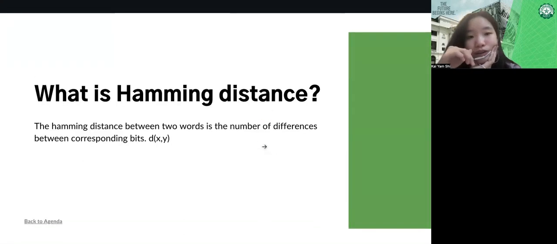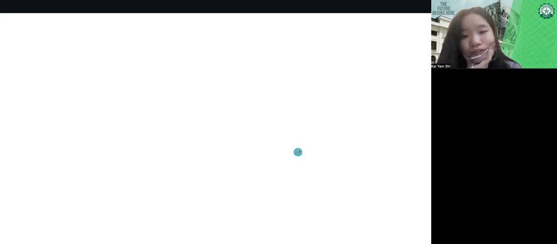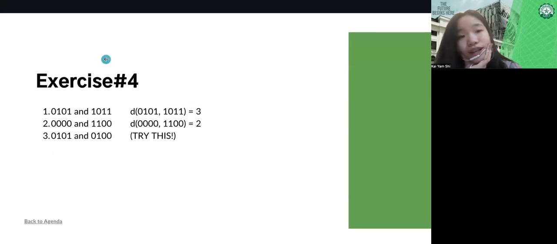So we now move on to what is Hamming distance. The Hamming distance between two words is the number of differences between corresponding bits. It is represented by d of xy. So let's have this exercise.